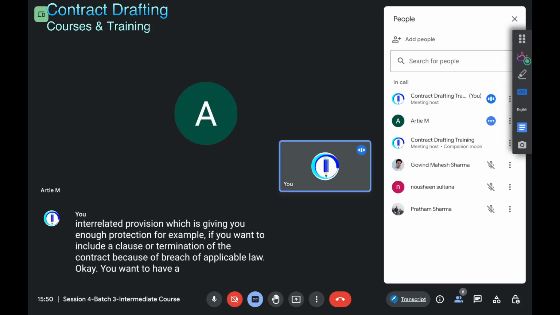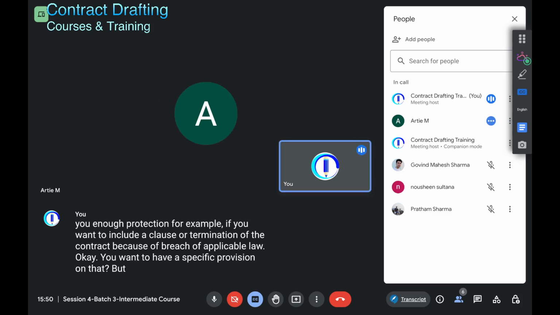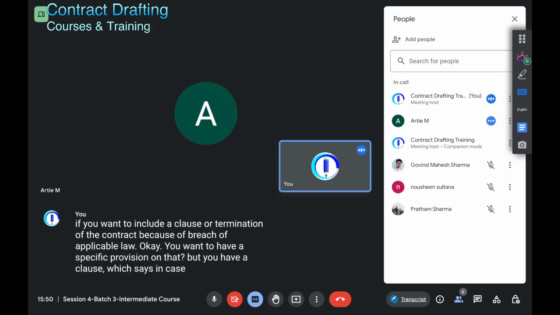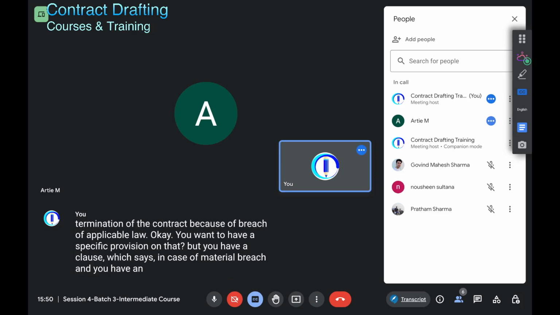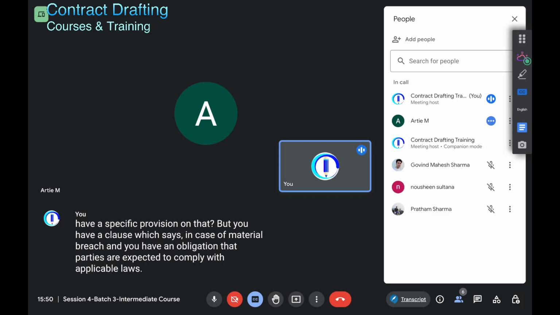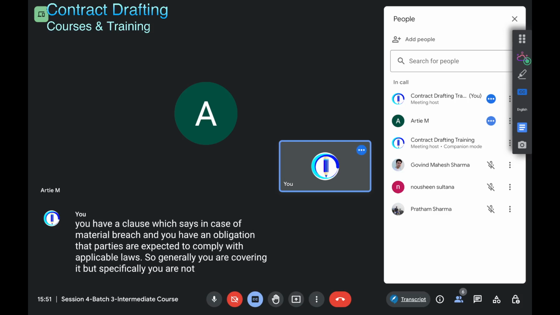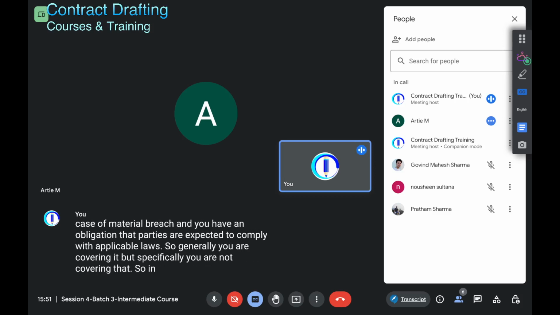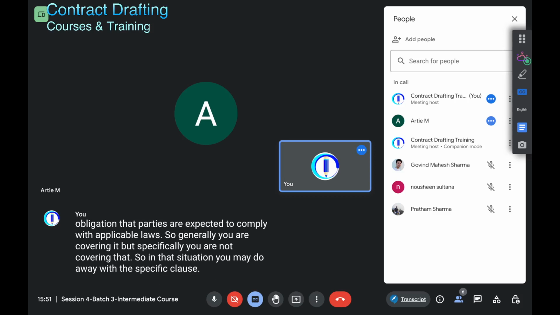But you have a clause which says in case of material breach, and you have an obligation that parties are expected to comply with applicable laws. So generally you are covering it, but specifically you are not covering that. So in that situation, you may do away with the specific clause. Then you have to think about how your client will be protected.